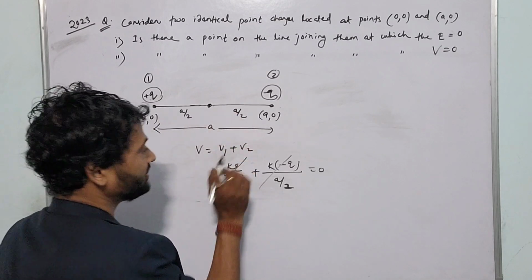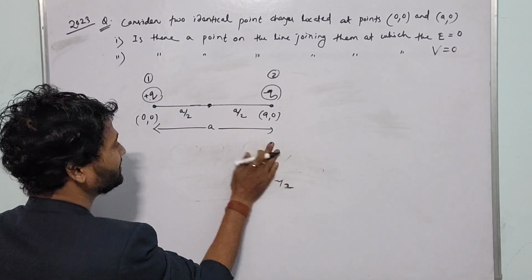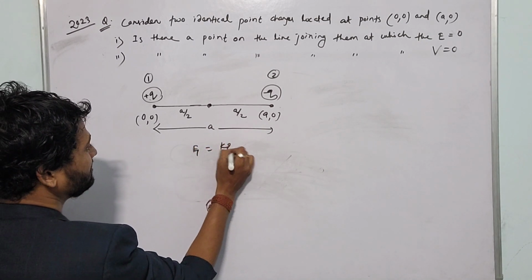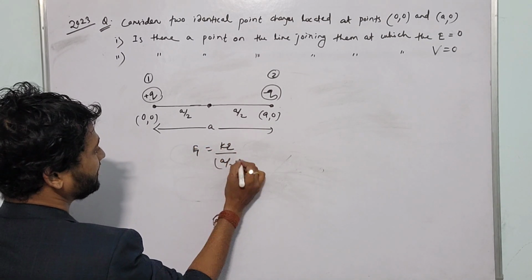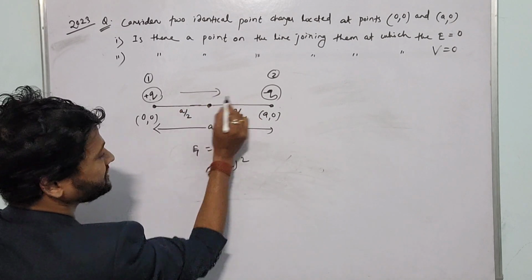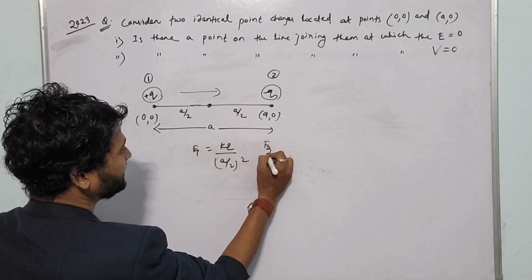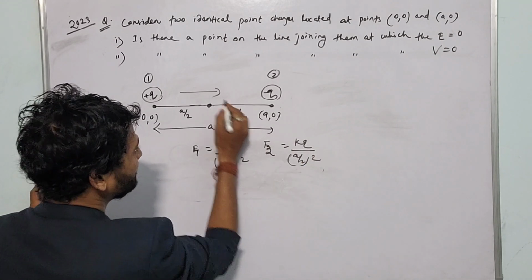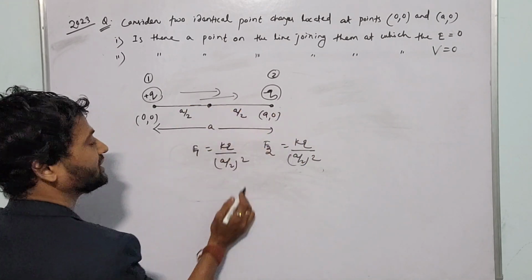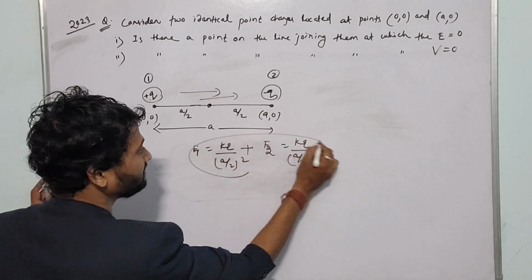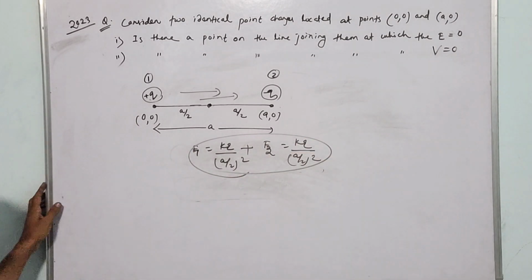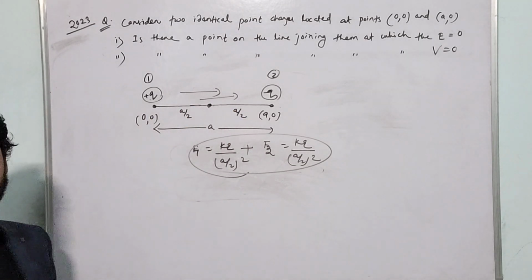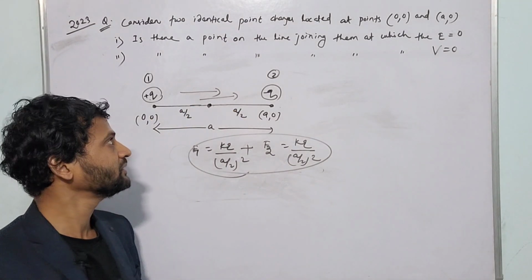लेकिन इलेक्ट्रिक फील्ड यहाँ जीरो नहीं होगा. क्यों? See, ये पॉइंट में इलेक्ट्रिक फील्ड E1 क्या होगा? KQ by A by 2 square. What is the direction? Away from the charge. But due to negative charge, electric field क्या है? फॉर्मूला KQ by A by 2 whole square. What is the direction? Towards the negative charge. What is the net electric field? E1 plus E2. So you cannot get 0 answer here. I think it is clear.